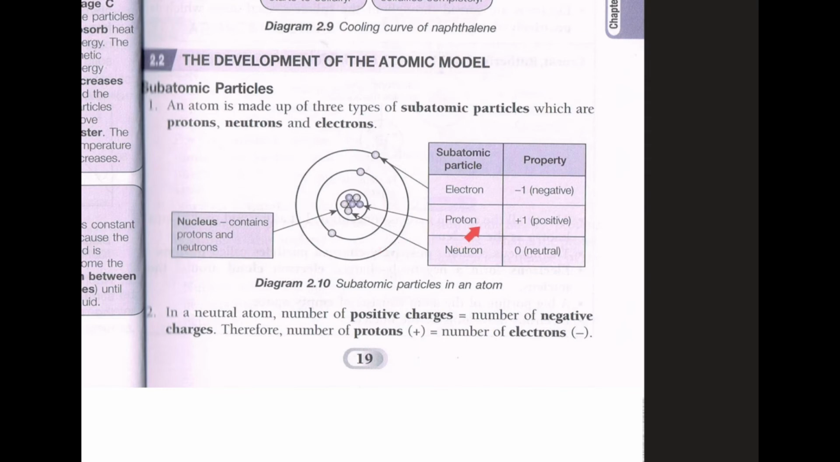So the nucleus contains protons and neutrons. You can see proton is positively charged. The charge of one proton is positive 1. Neutron, the charge is 0. Electron is outside of the nucleus, surrounding the nucleus. The charge of one electron is negative 1. Of course, 2 electrons, then negative 2, you know.